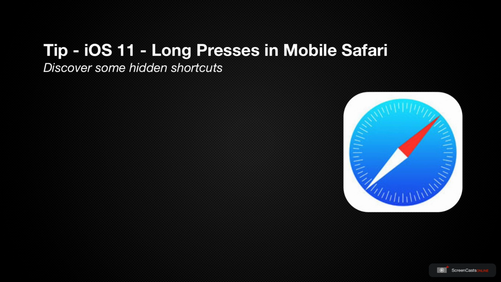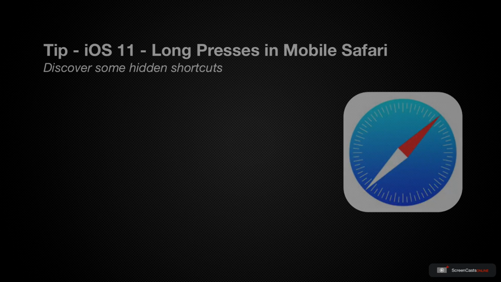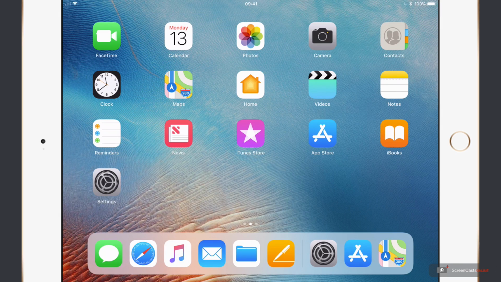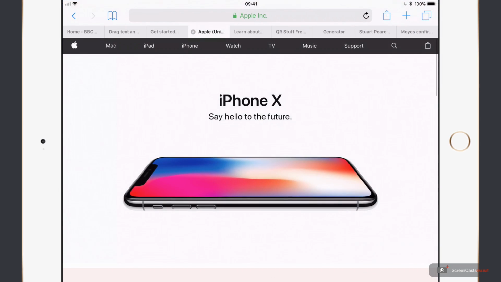This week I'll be taking a look at the hidden functionality in Mobile Safari on iOS. Now, many useful features are hidden behind long presses, which by their very nature are difficult to discover. So let's take a look at some of these hidden features. If I go into Mobile Safari, the first thing is having a look at your view history.